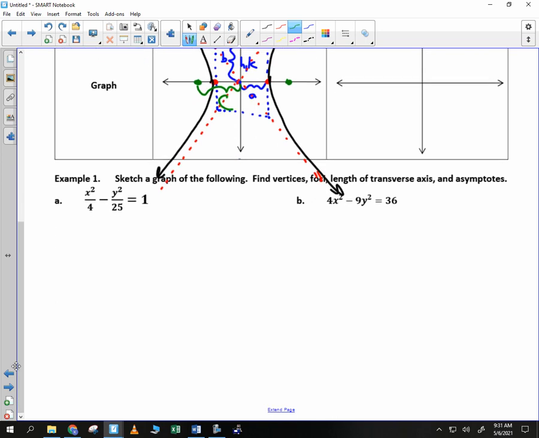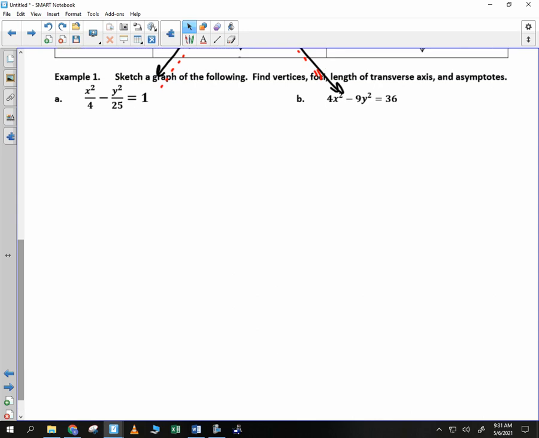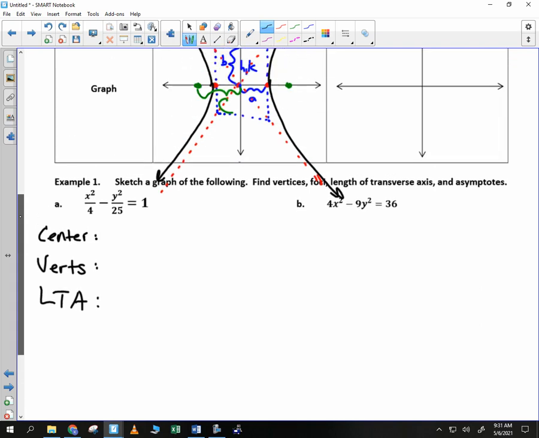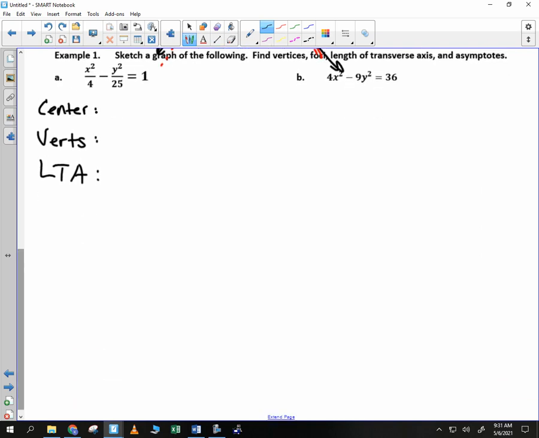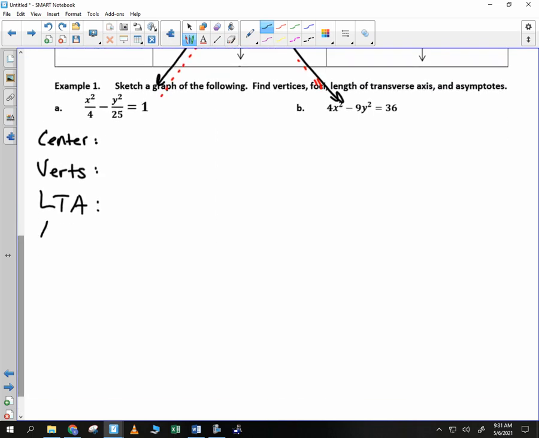All right, before we do the next notes, let's just try one so you can understand what the heck we're doing. Let's start with the center. We'll label the vertices. We're going to label the length of the transverse axis. We are going to label the, let's see, what else do we have? Length of transverse axis. Asymptotes. And then foci.